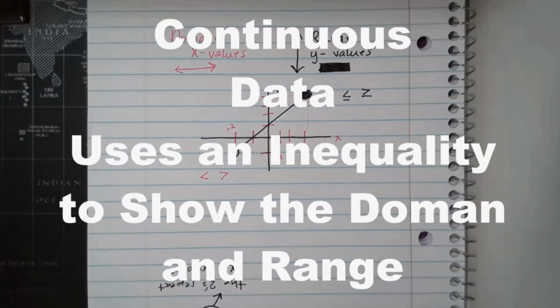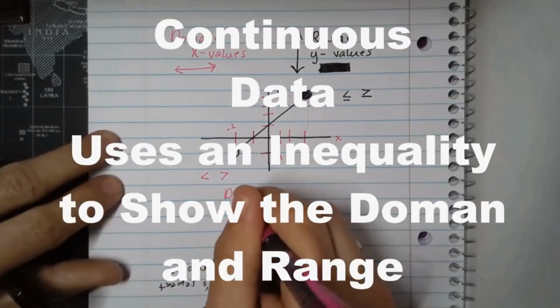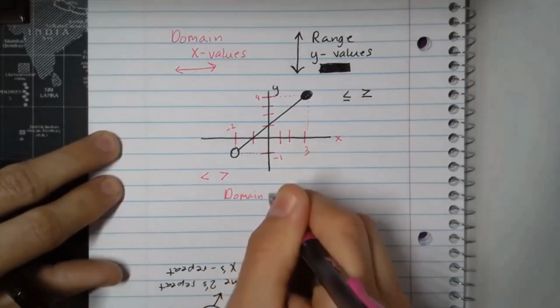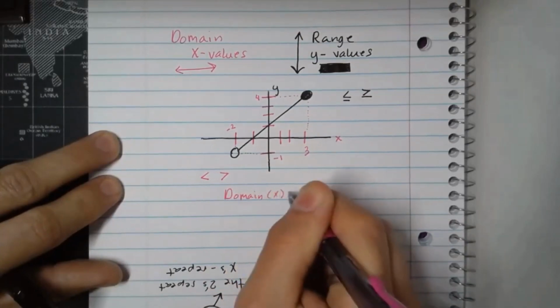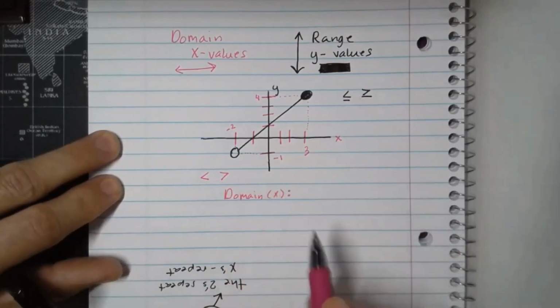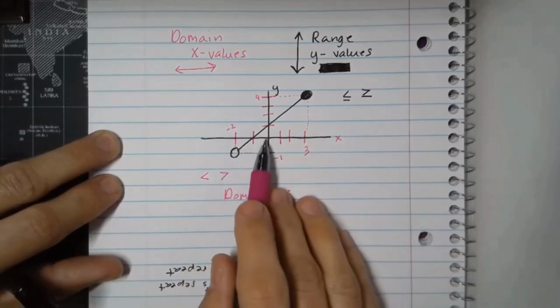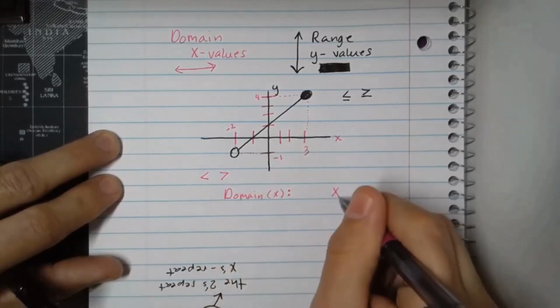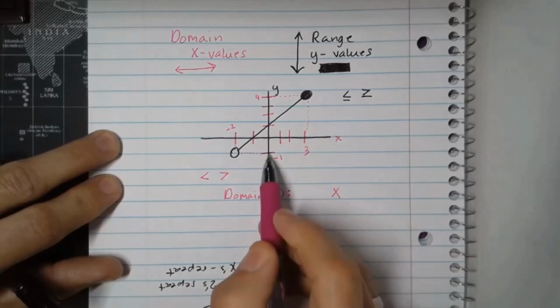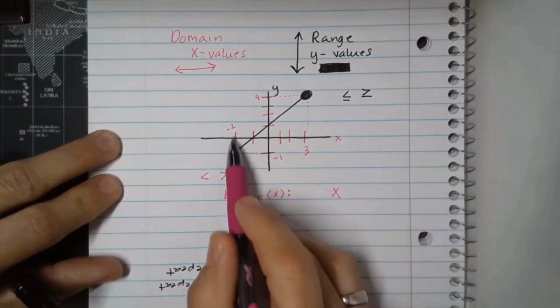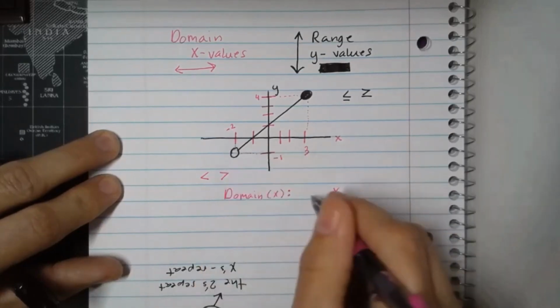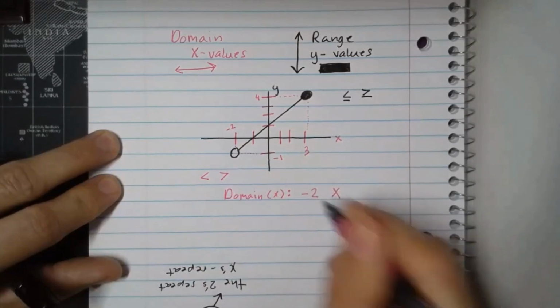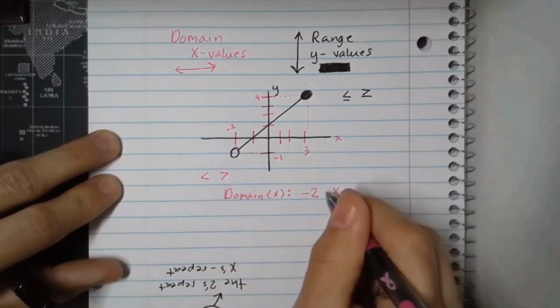So keep in mind also that continuous data uses an inequality to show the domain and range. So that means that we're going to have those inequality symbols, and x will be in the middle of them and y will be in the middle of them in most instances. For instance, on this one, I'm going to go ahead and start with the domain. Notice that we go over to the left and it lines up with -2 as we stated before. So that's going to be less than because it's an open dot.